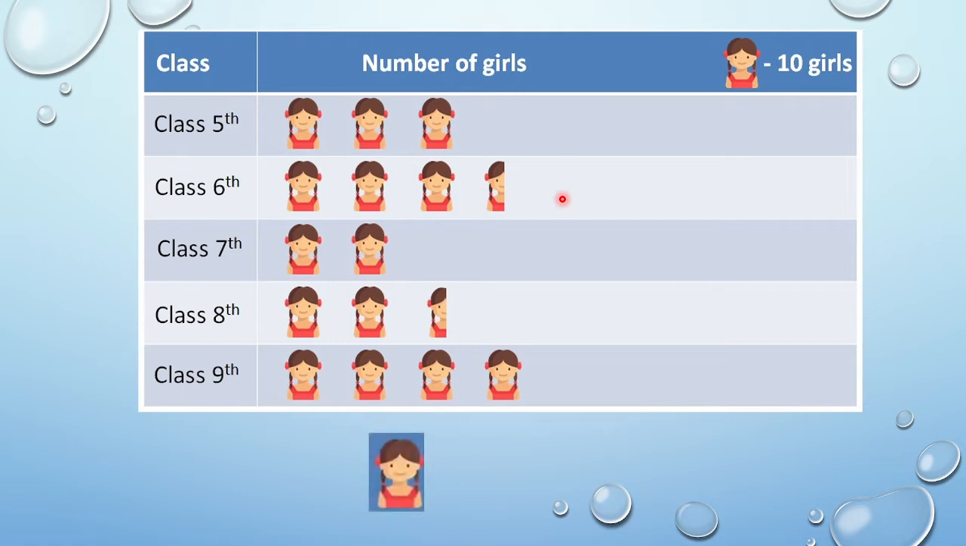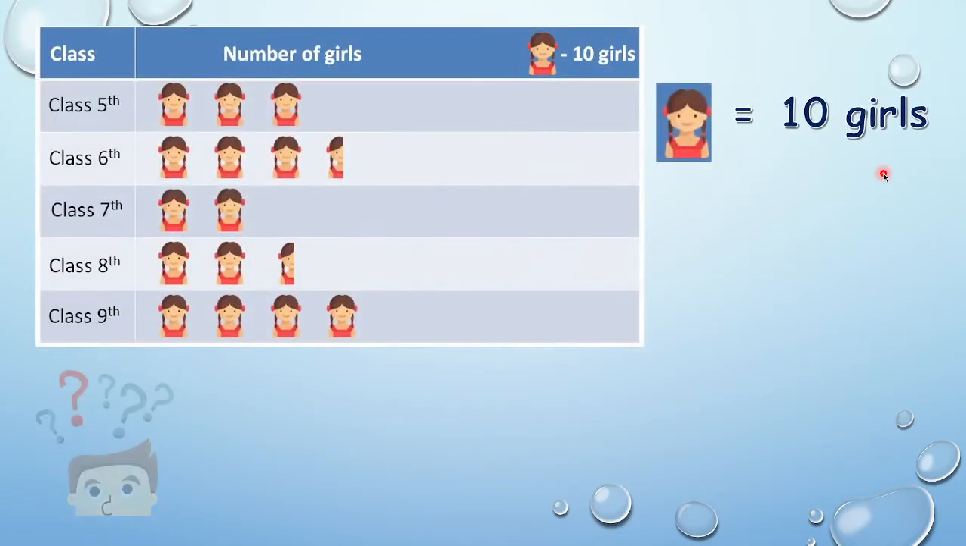Each picture is equal to 10 girls. So look at this one. We have a half. They cut the girl. It's 5, because one whole picture is equal to 10. So if they made it like this, it means 5. All right, this one means 5.